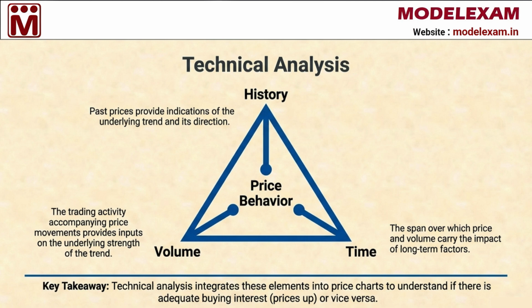We can visualize the dynamics of technical analysis as a triangle. At the top, we have history. We look at past prices because they provide indications of the underlying trend and its direction. On one side, we have volume. The trading activity accompanying a price movement gives us inputs on the underlying strength of that trend. If a price rises on low volume, it might be a trap.